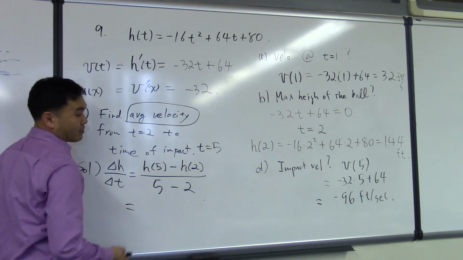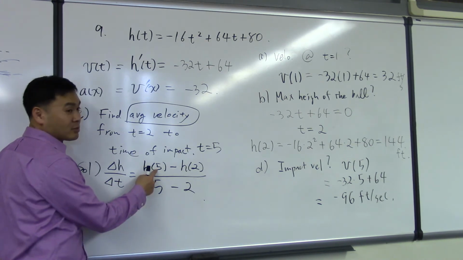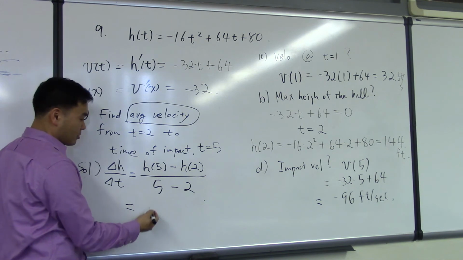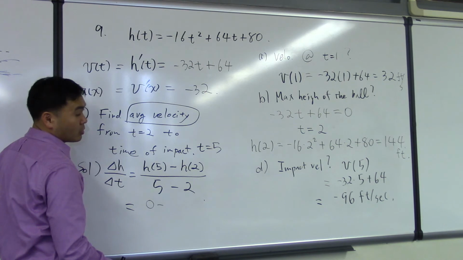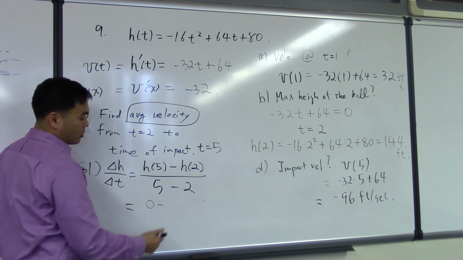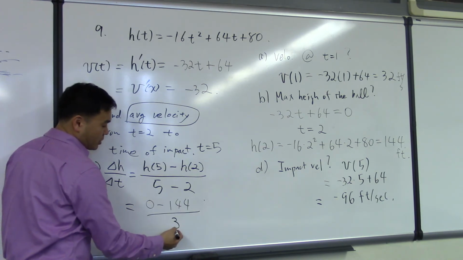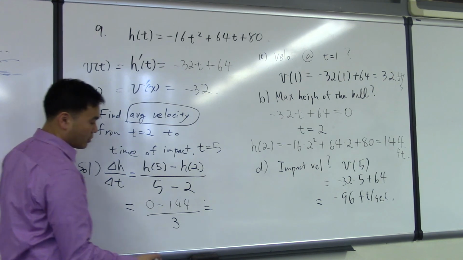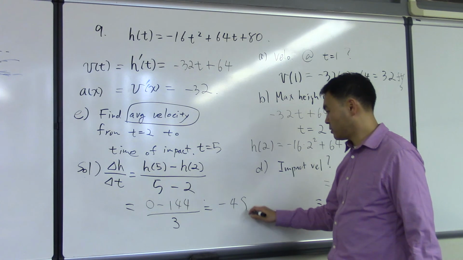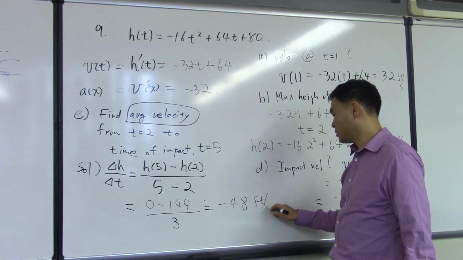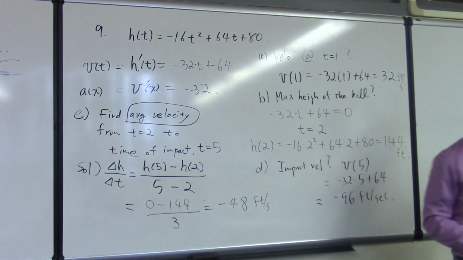All right, what was the height at 5? Isn't this the impact? Time of impact? Right, so 0. Okay, what was the height at 2? 144. Divided by 5 minus 2, which is 3. Okay. So that gives you negative 48. So that's called the average velocity.